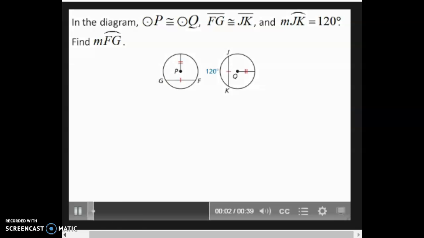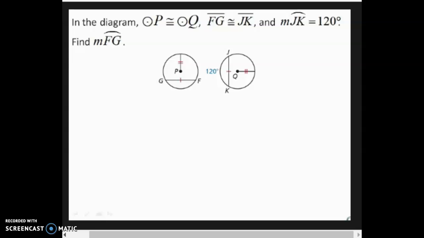In the diagram, circle P is congruent to circle Q, line segment FG is congruent to line segment JK, and the measure of arc JK equals 120 degrees. Find the measure of arc FG.